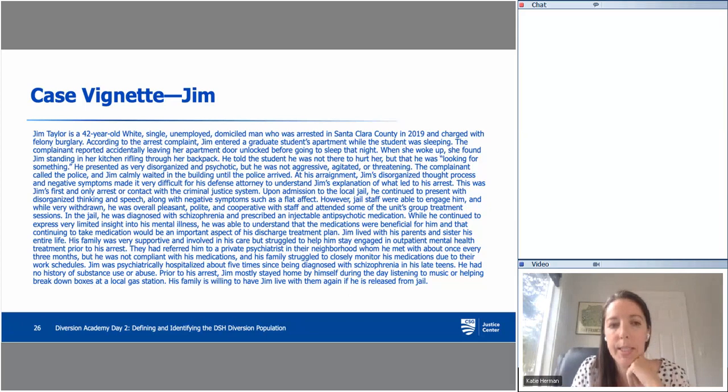Jim lived with his parents and sister his entire life. His family was very supportive and involved in his care, but struggled to help him stay engaged in outpatient mental health treatment prior to his arrest. They had referred him to a private psychiatrist in their neighborhood whom he met with about once every 3 months, but he was not compliant with his medication, and his family struggled to closely monitor his medications due to their work schedules. Jim has been psychiatrically hospitalized about 5 times since being diagnosed with schizophrenia in his late teens.